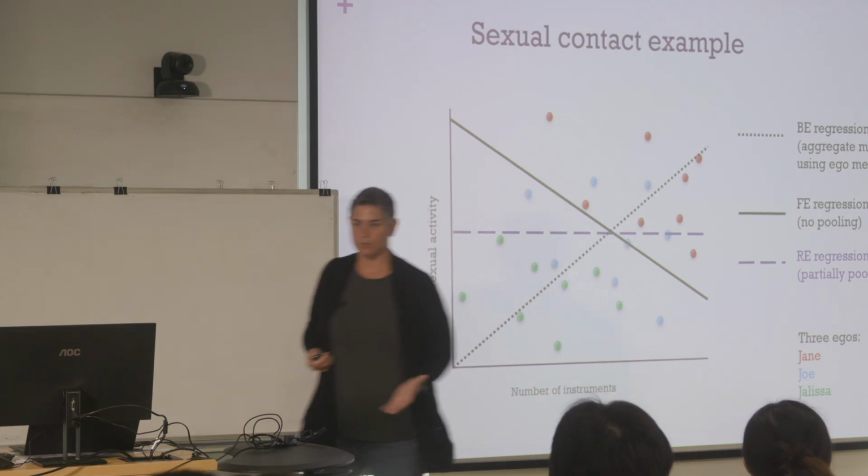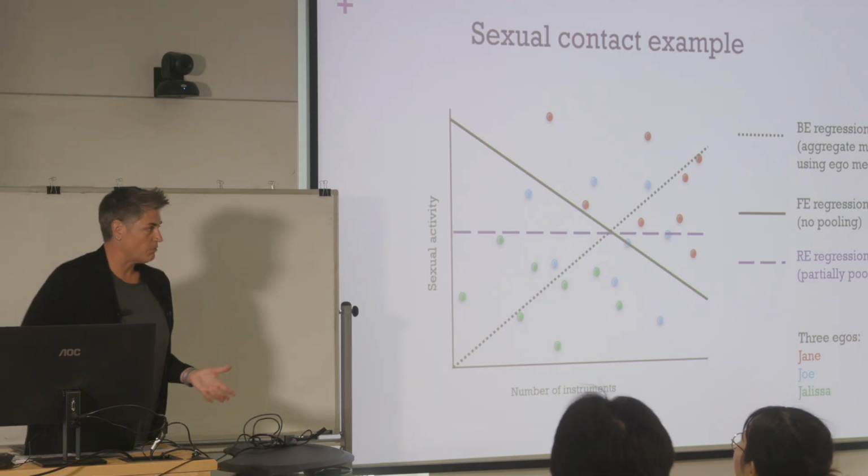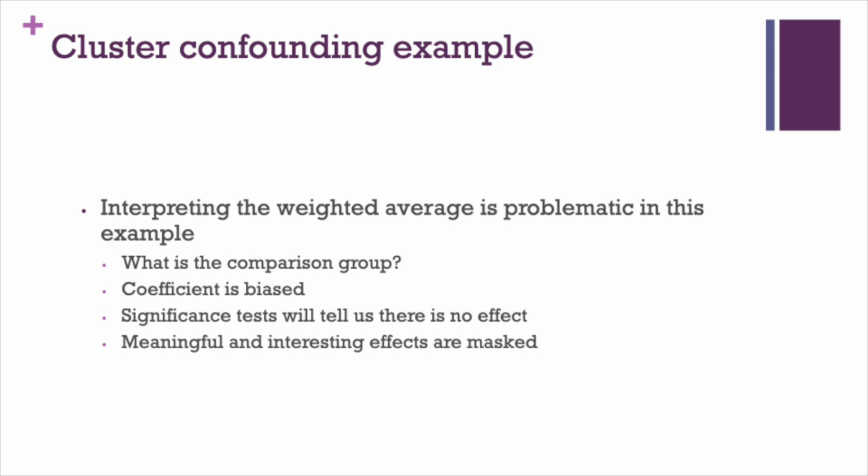Because it's partially pooled. And so this is an extreme example of where if we ignore this problem of cluster confounding, we can just get the wrong answer, right? So even interpreting this sort of weighted average, this random effects estimate here in purple, is really problematic. So what's our comparison group? Is it other alters or is it other ego networks, right?